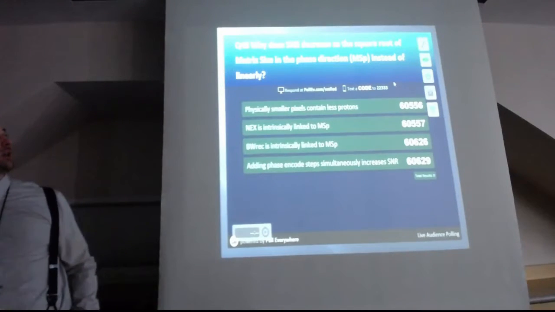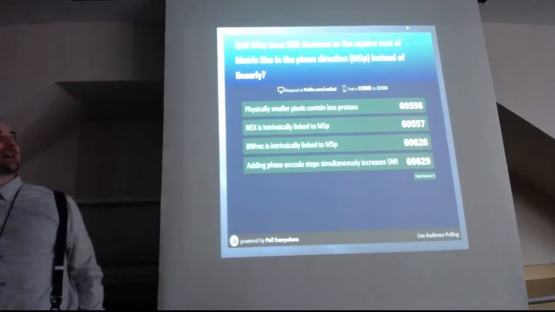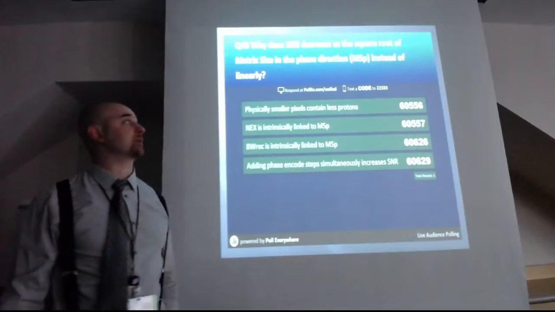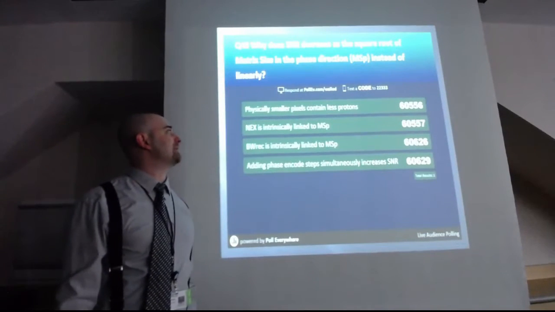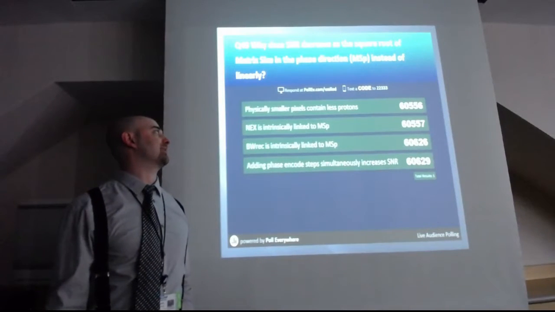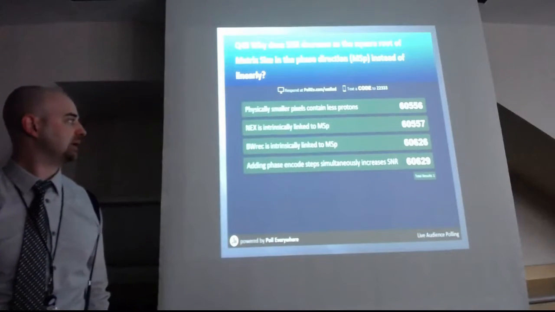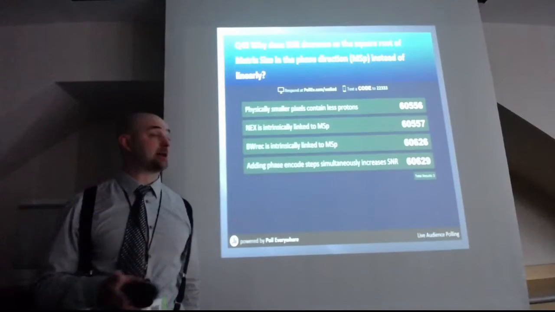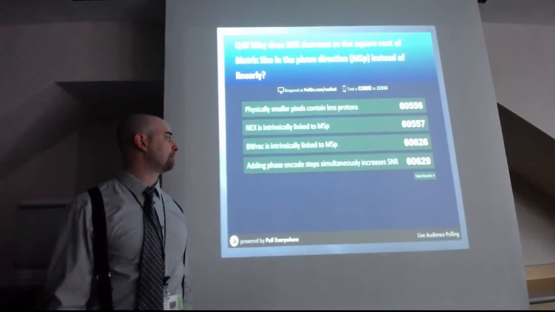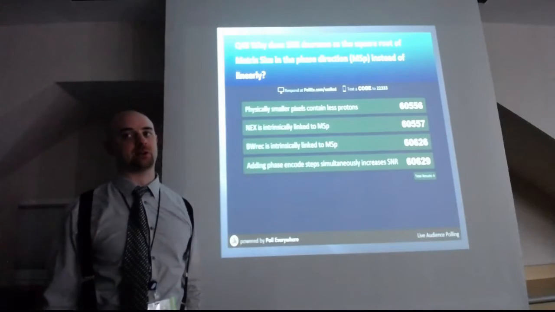Okay. Why does SNR decrease as the square root of matrix size in the phase direction instead of linearly, as it does in the frequency direction? Is it because physically smaller pixels contain fewer protons? Is it because NEX is intrinsically linked to the matrix size in the phase direction? Is it because the receiver bandwidth is intrinsically linked to the matrix size in the phase direction? Or is it because adding phase encode steps simultaneously increases the SNR?